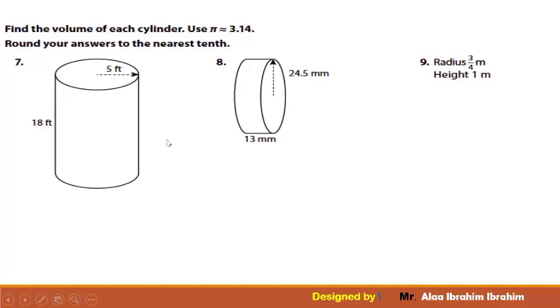The same idea. My volume is πr² times height. Remember, this is the volume of a cylinder. So I change now. This is the general form. This is the general formula for volume, but I have to make it special because my base is a circle.